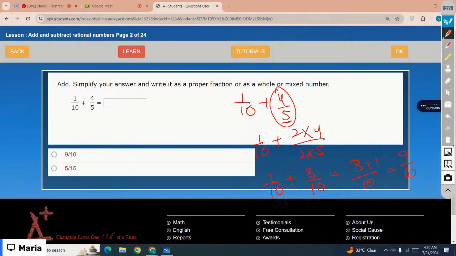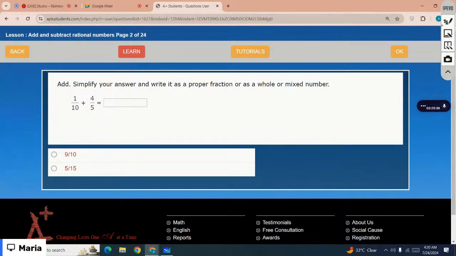The correct option is 9 over 10. Option number 1 is the correct option.